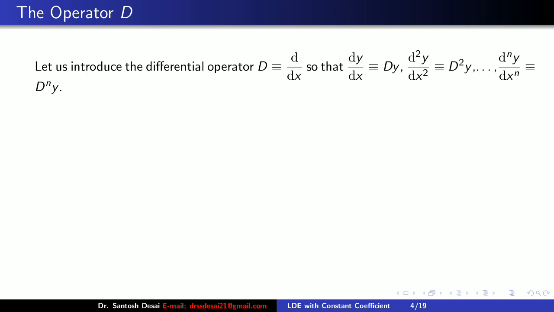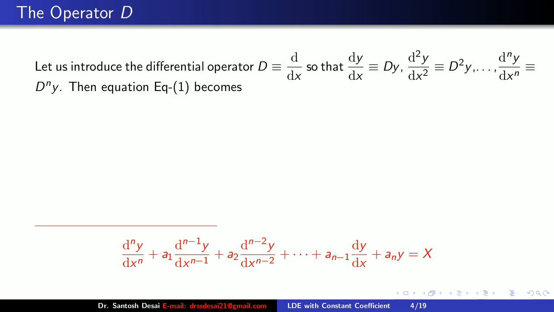Now substitute these values in equation 1. So let us consider equation 1. The equation 1 is given at the bottom of the screen. So the first term of equation 1 we get capital D raised to n y plus a1 D raised to n minus 1 into y plus a2 D raised to n minus 2 into y plus and so on an minus 1 into Dy plus an y is equal to capital X.